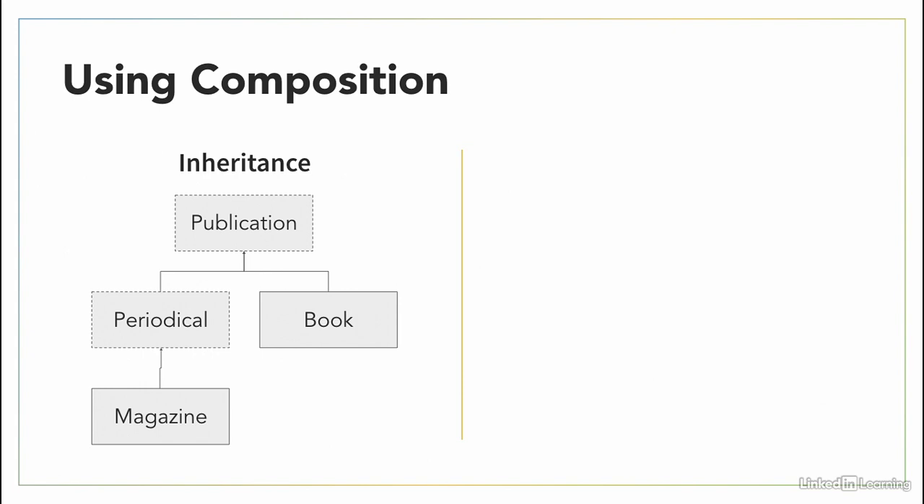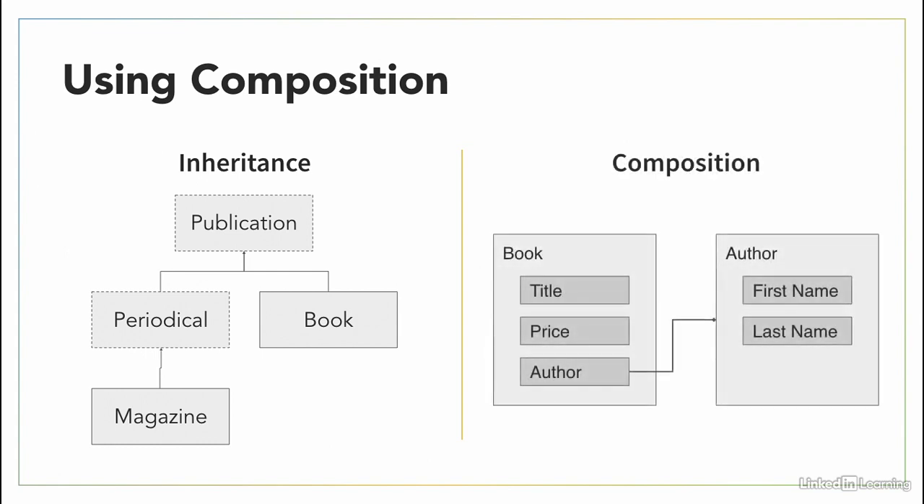So we can also say that magazine is a periodical, and we can say that magazine is a publication because, again, it has the same common base class. Composition works a little differently. When using composition, we build objects out of other objects, and this models more of a has relationship. So in the diagram on the right, the book object has an author object which contains information about the author, rather than defining all of the author-related information directly within the book class hierarchy.